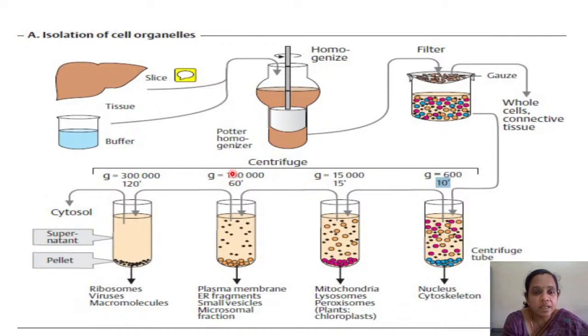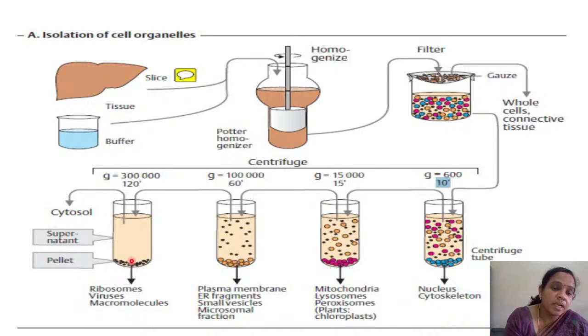And now in this centrifugation you are subjecting it to almost 1 lakh rpm for about 60 minutes. Then with that type of centrifugation, what will happen? The plasma membrane, endoplasmic reticulum fragments, small vesicles, microsomal fractions, all these will settle down. Then you take the supernatant and once again subject it to centrifugation, and what comes down are the ribosomes, any virus particles that are present, any macro particles. All these things will get settled at the last stage of centrifugation.